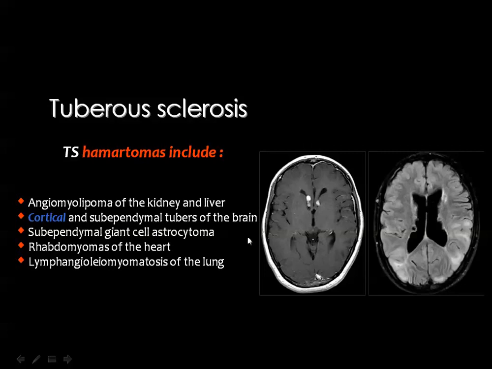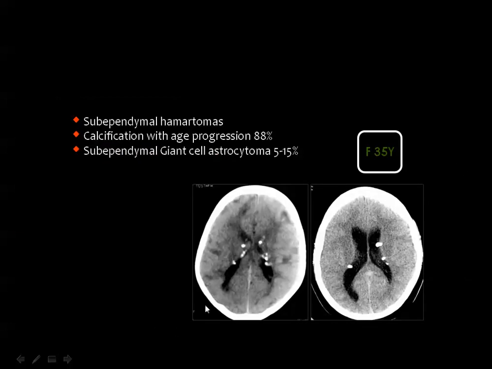Most of the tumors may occur in the wall of the ventricle, but some of the tumors may occur in the brain parenchyma, subcortical or cortical. And subependymal giant cell astrocoma we mentioned now, rhabdomyomas of the heart, and lymphangioleiomyomatosis of the lung, and we will also give you an idea about this. And look at this patient with multiple periventricular foci of calcium scattered intimately related to the ventricular wall. This represents the hamartomas or the tubers of tuberous sclerosis. Calcification will progress with age, as I have said.